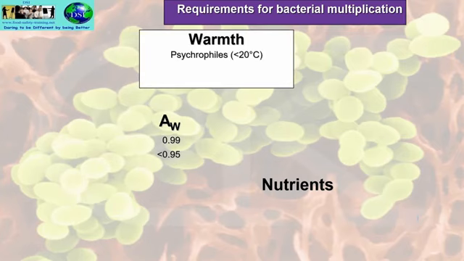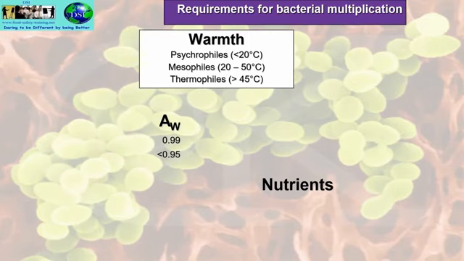Warmth. Now, you've got different types of bacteria. You've got psychrophiles, which prefer temperatures less than 20 degrees C. We've got mesophiles, or mesophiles. They prefer 20 to 50 degrees C. And thermophiles are greater than 45 degrees C. Pathogens, food safety pathogens, fall under mesophiles, which is 20 to 50 degrees C.